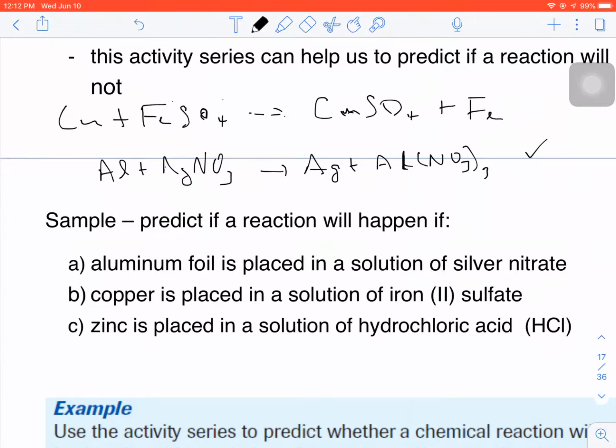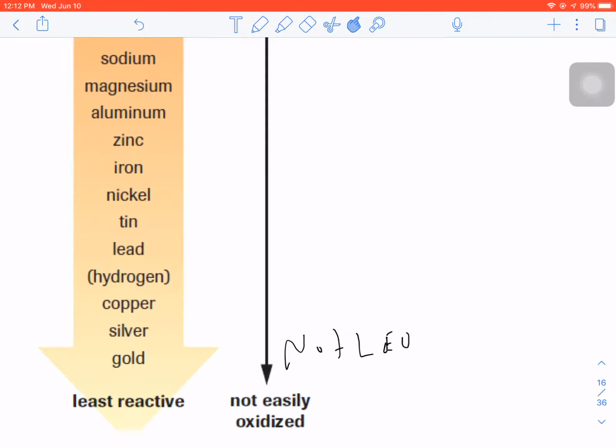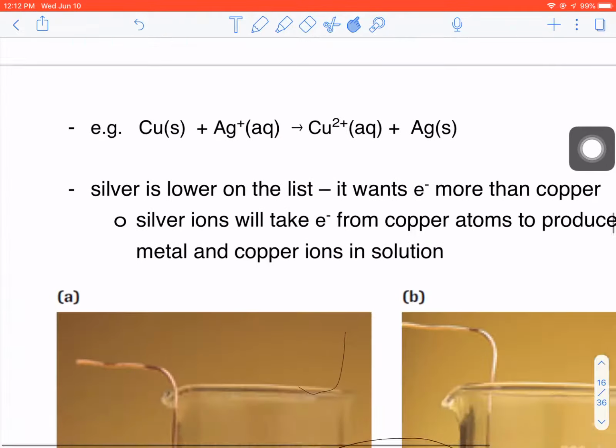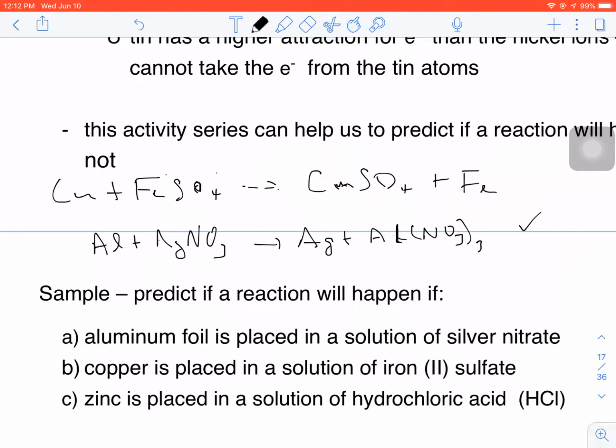iron. So the question is, which one's going to win the battle for the sulfate, the copper or the iron? So again, go back up to the list. I can see copper is at the bottom down here, iron's higher up, so iron's going to win the battle. So the iron is going to win the battle on this side over here. So the answer is no, this reaction will not happen, right? They will sit there and look at you, and nothing will happen inside that beaker.